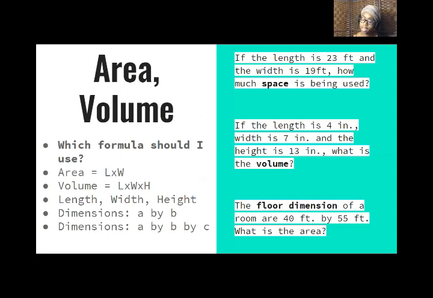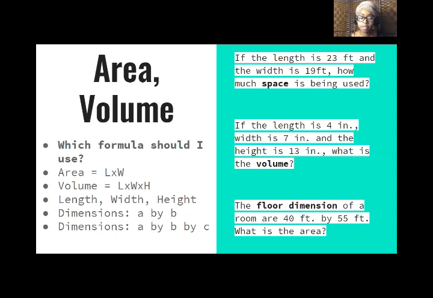So you want to ask yourself, which of the values am I given? And how is that going to help me decide which formula to use? So let's look at some examples. The first one says, if the length is 23 feet and the width is 19 feet, how much space is being used? That's not asking for volume or area. It's just saying how much space is being used. So what you do is you look and see what values are given to you, what dimensions are given to you. You got length and you got width, and that's it. So that means that it must be talking about area. So you can apply the area formula by multiplying length and width together, okay?